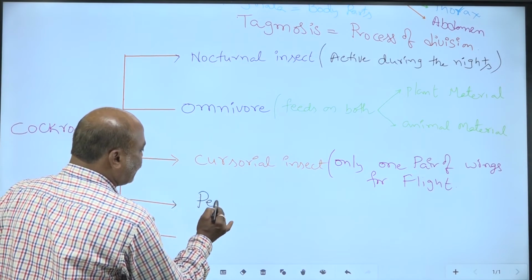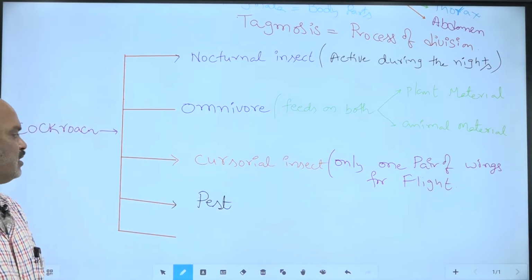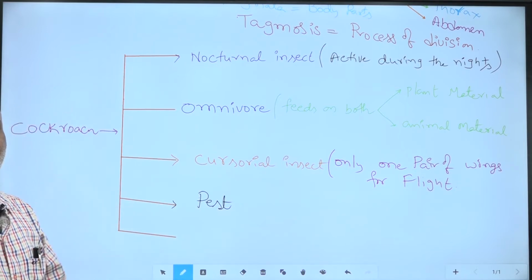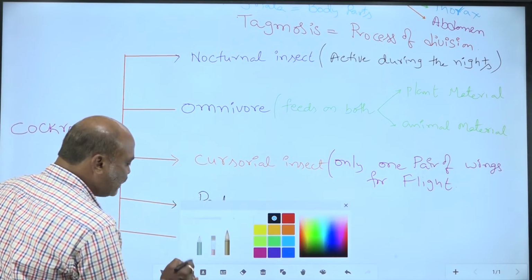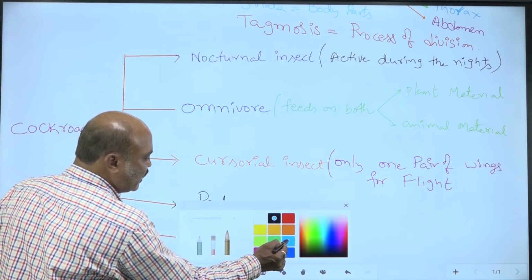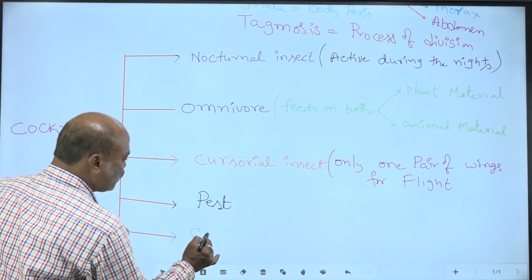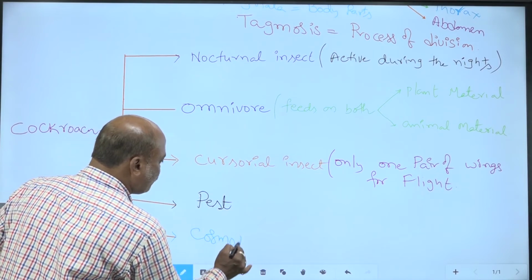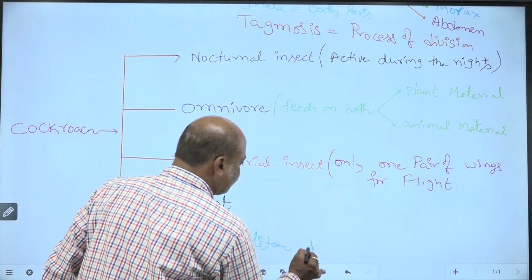Next up, cockroach. Cockroach acts like a pest. It is present in damp places, kitchens, drainages, etc. all over the world. That means it shows a cosmopolitan distribution.